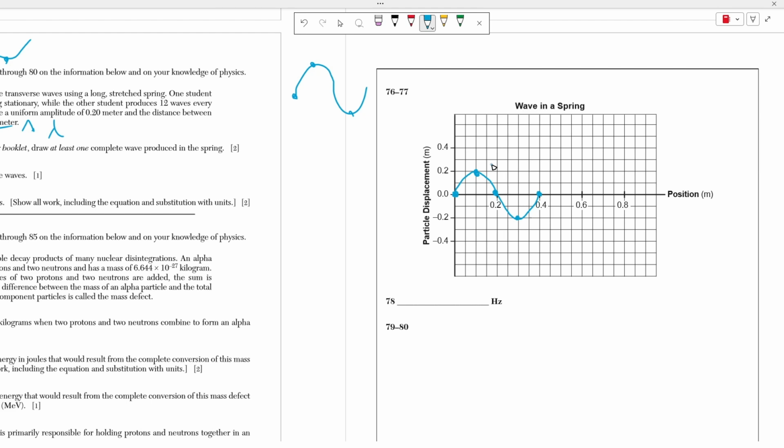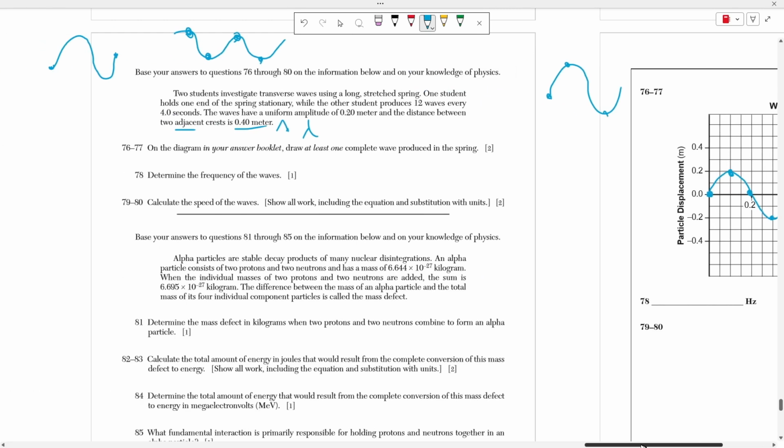So my point here is that there's many different ways to do this. What the Regents is looking for is for you to understand that the wavelength is 0.4 and that it'll take the wave 0.4 meters to complete one complete cycle, which is one peak, one trough, or two troughs, or two crests, or two peaks. And that the amplitude is 0.2, so the height of this wave is only between 0.2 and negative 0.2, right? So now, number 78 is asking us to determine the frequency of the wave.